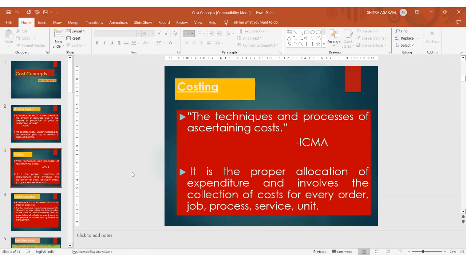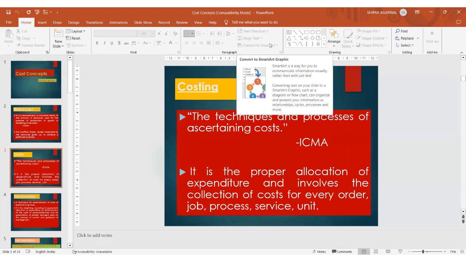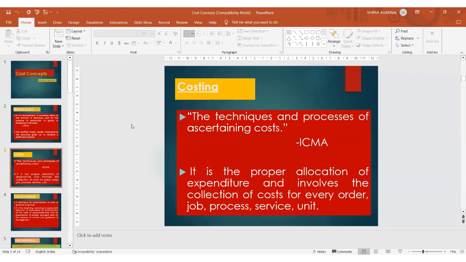The associated term with cost is costing. When we are talking about costing, first of all, understand that it is a technique, right? The technique and the process of ascertaining the cost, the process of calculating the cost, so that you can allocate the entire expenditure, the entire cost, to every order, job, process, service, or unit, depending upon whichever is applicable in your organization.